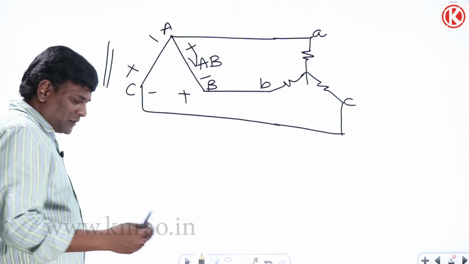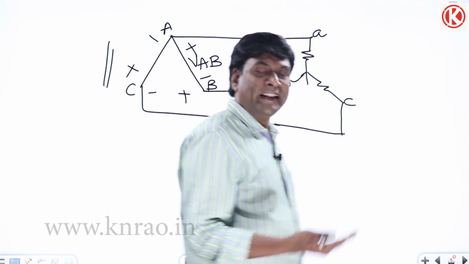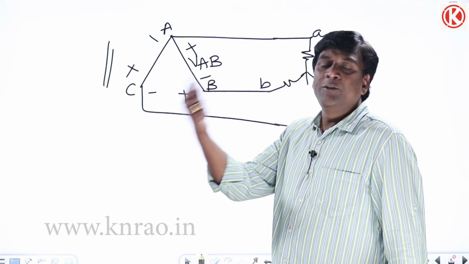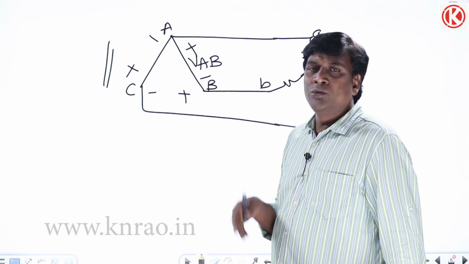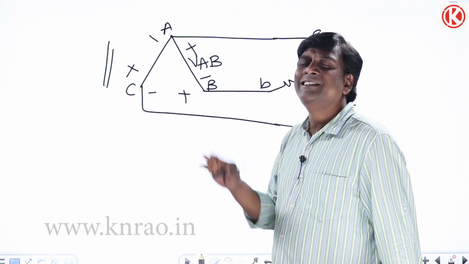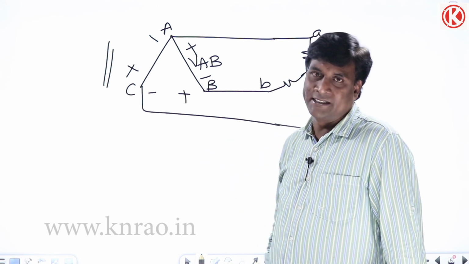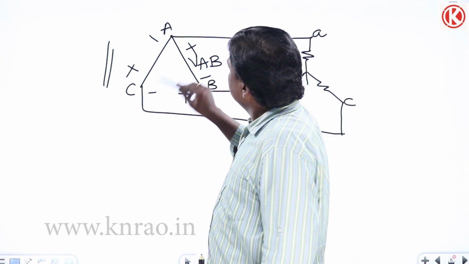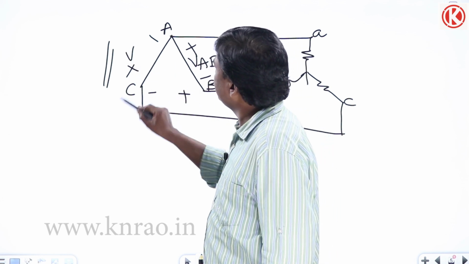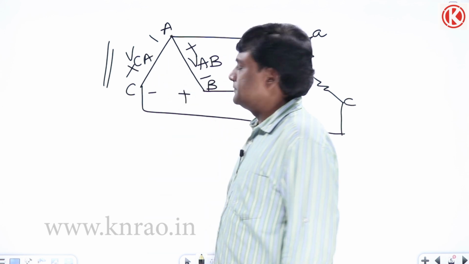Same concept. If three sources are connected in a loop, and you apply KVL, the net value is 0. So the voltage across one source is independent of the presence of that source, as we have seen. Now see here, minus plus is going to be the C value with respect to A.